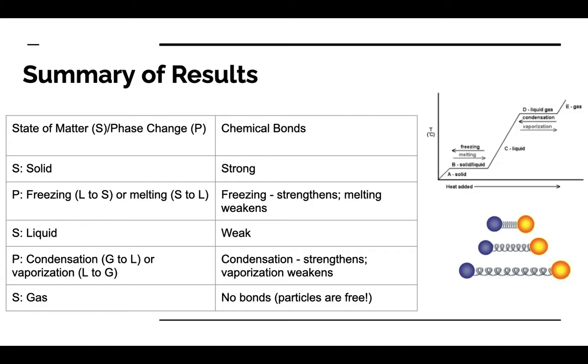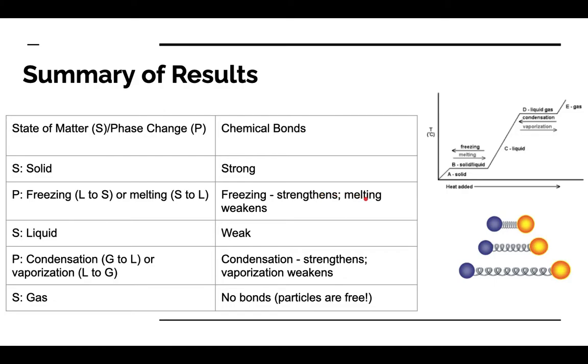So here's our summary of results: state of matter and then phase change. When we have a state of matter, we start off as a solid, and the chemical bonds are strong. Then we have a phase change when we're freezing or melting. If we're freezing, the chemical bonds are strengthening, meaning that heat is being released. Remember, heat is used to break and weaken the chemical bonds. So heat is being released when we're freezing, causing the chemical bonds to re-strengthen.